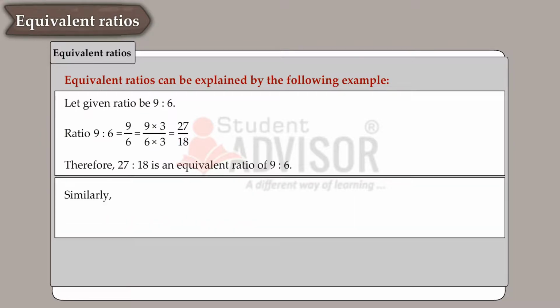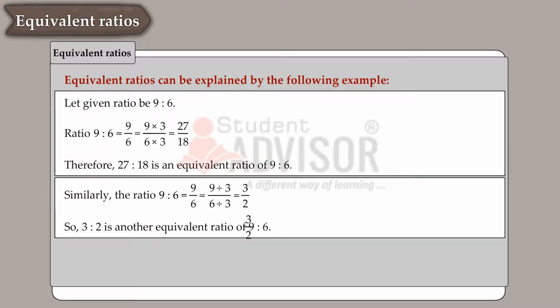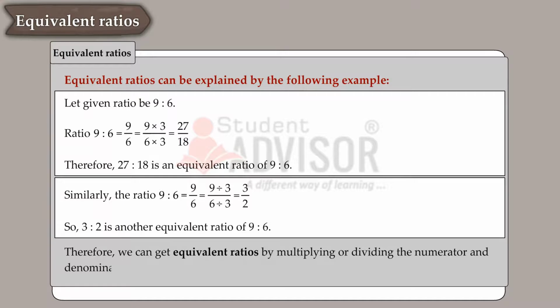Similarly, the ratio 9:6 is equal to 9 divided by 3 over 6 divided by 3, which is equal to 3/2. So, 3:2 is another equivalent ratio of 9:6. Therefore, we can get equivalent ratios by multiplying or dividing the numerator and denominator by the same number.